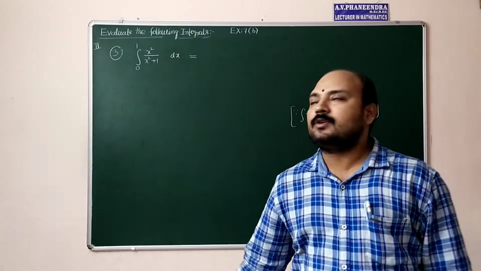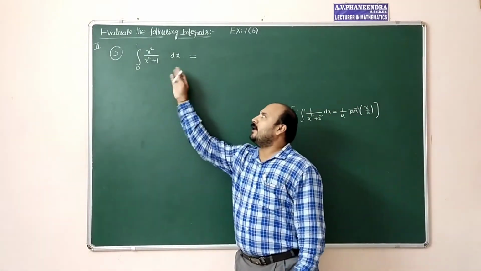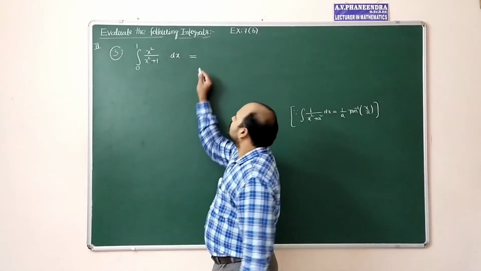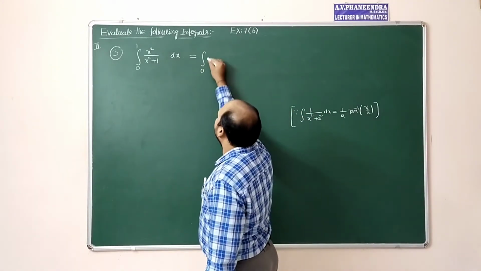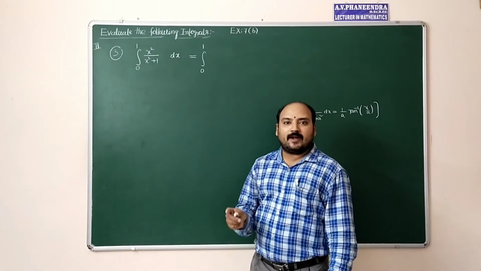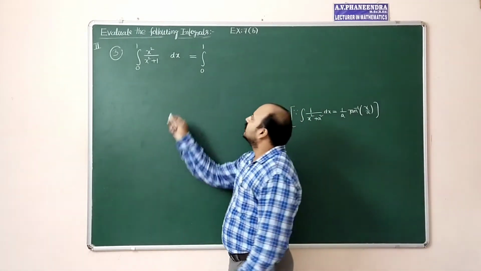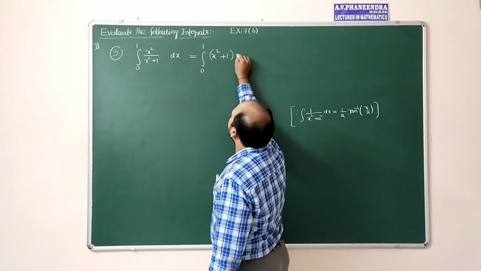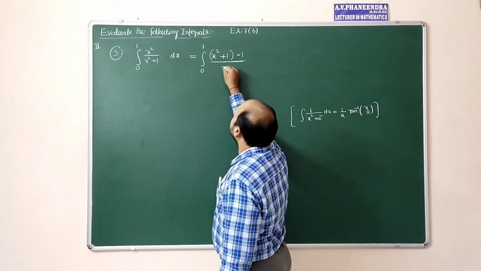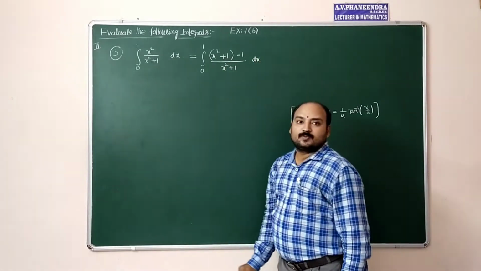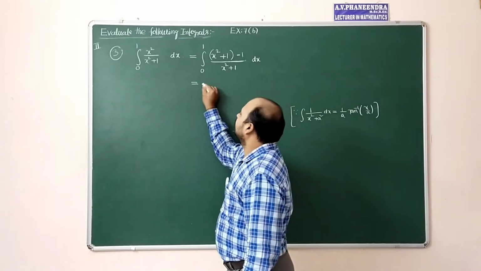Next, third question. Integral 0 to 1 of x square by x square plus 1 into dx. In the denominator, x square plus 1 is there, so we have to add and subtract, plus 1 and minus 1. So x square plus 1 minus 1 divided by x square plus 1 into dx.